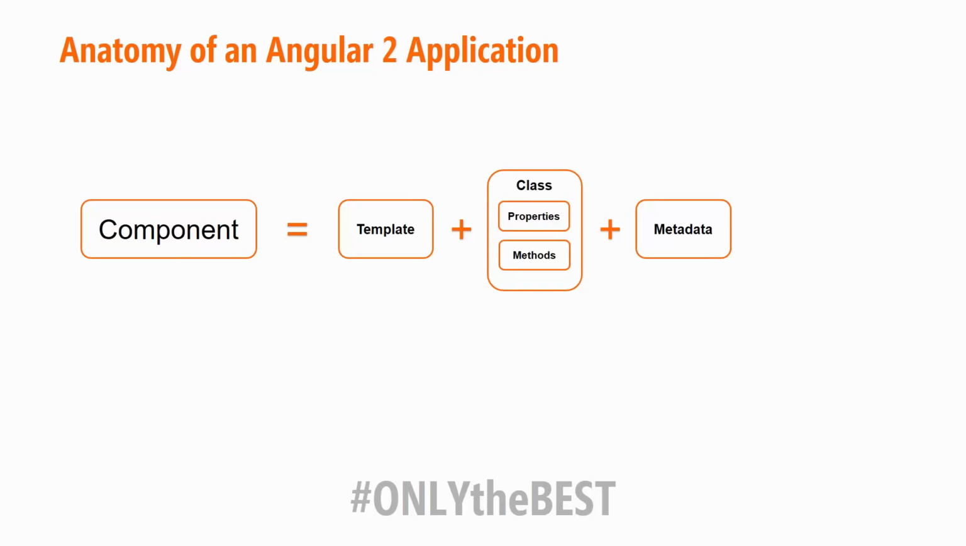Well, what's a component actually comprised of then? Well, each component has three main parts. It's got the template, it's then got the class information, which is your typical properties and methods, and some metadata to tell you what's going on. And when we start stepping through the Ionic framework example with Angular 2, you'll see how some of this comes together.